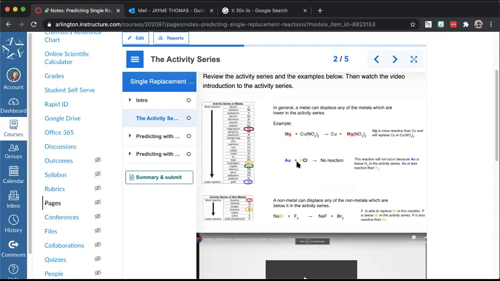Here's another example. Again, I should be able to tell it's single replacement because there is a single element and a compound, and it's not that combustion pattern with a hydrogen-carbon formula and oxygen. Here my single element is the metal gold, Au, and my compound is an acid, so there's not a metal in it. If you have an acid or you have water, the metal is going to try to replace the hydrogen, because that's the positively charged ion in this compound. So I would find gold. Gold's all the way here at the bottom. Gold is the least reactive metal.